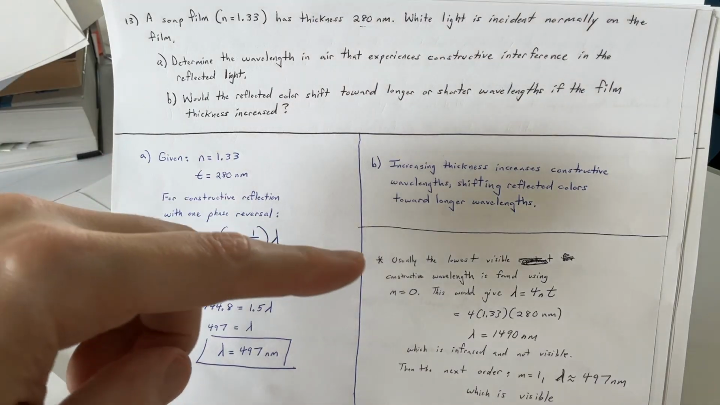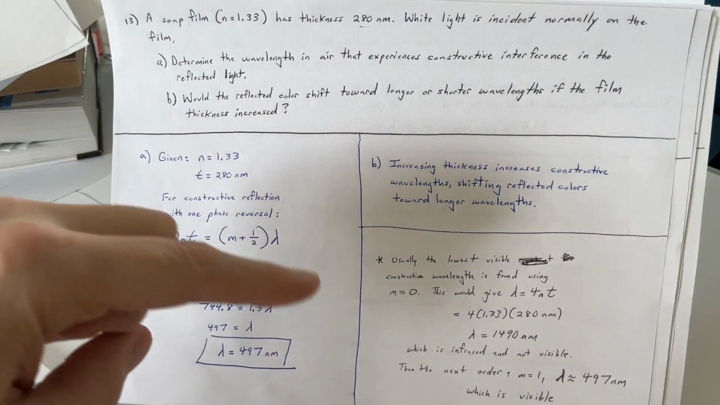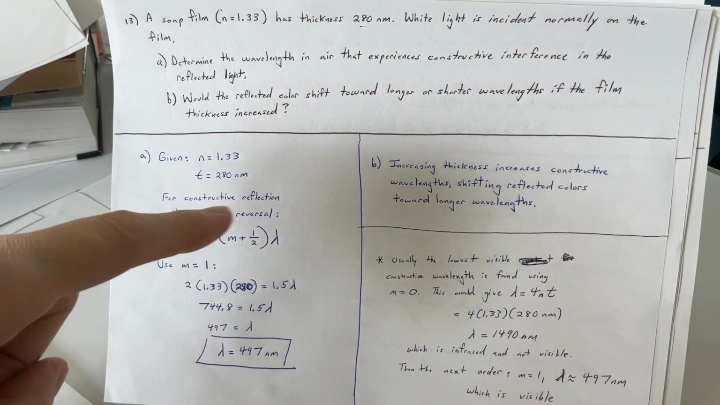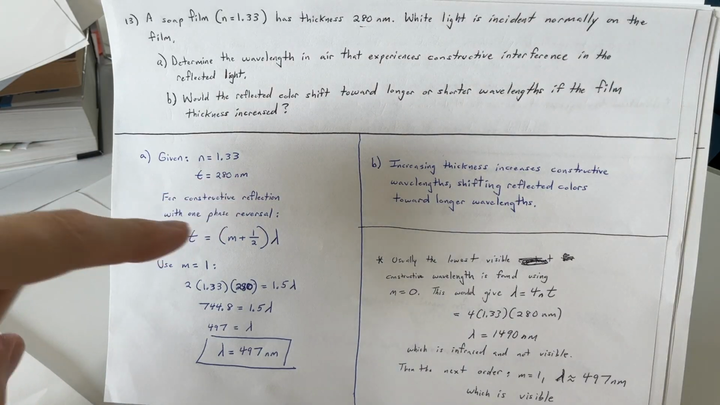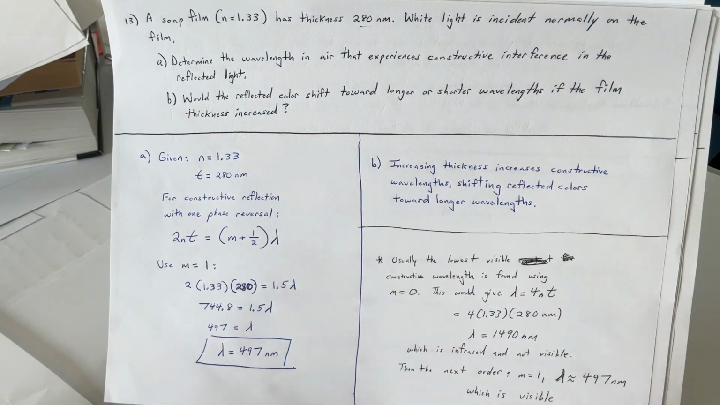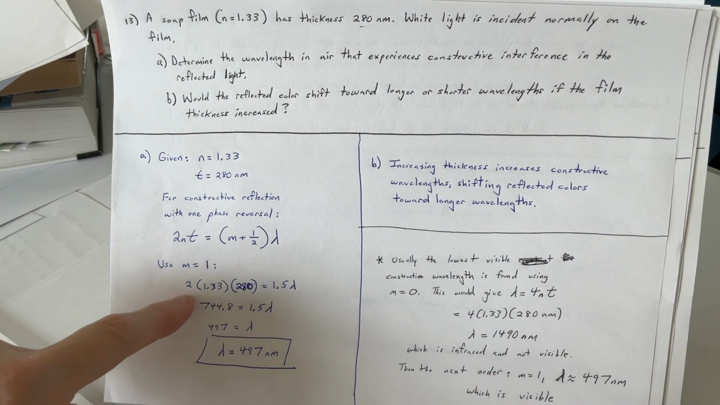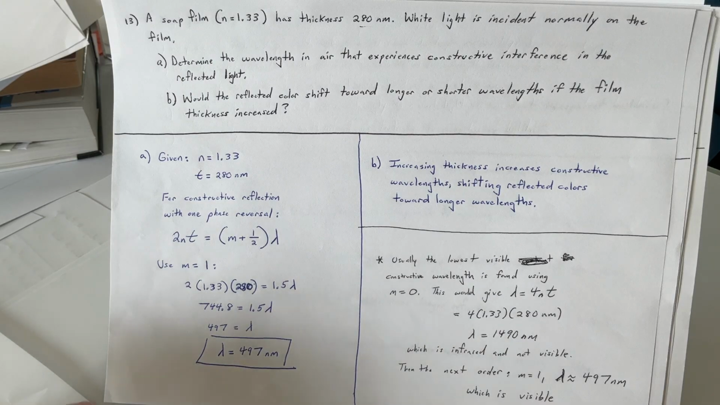If we started at m equals 0, we want to go to m equals 1. Using constructive reflection with one phase reversal, 2nt equals (m plus 1/2) times lambda. With m equals 1 and substituting our values, lambda is 497 nanometers, and that is visible. Think about the difference between visible and infrared and how they are numerically differentiated in nanometers.